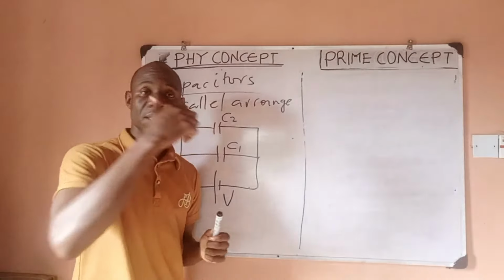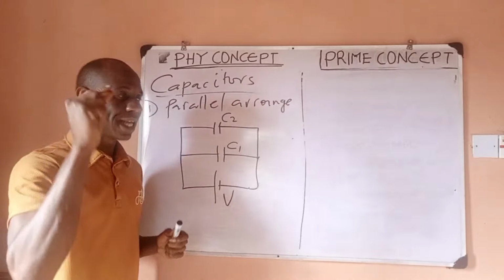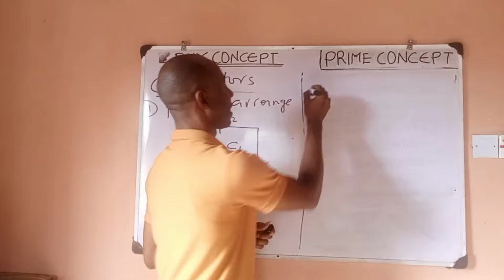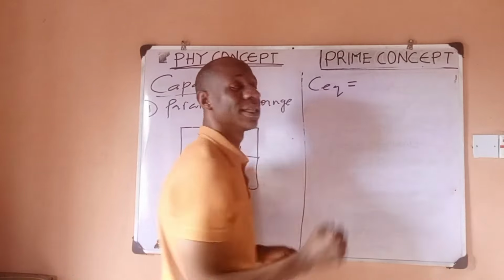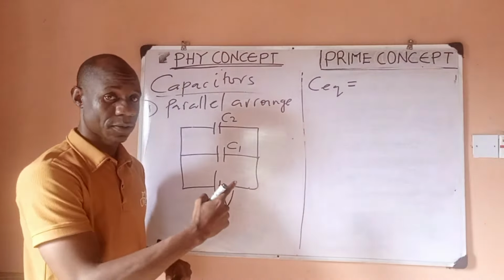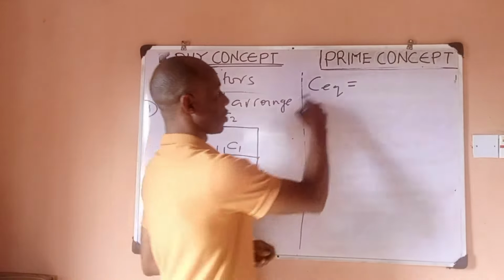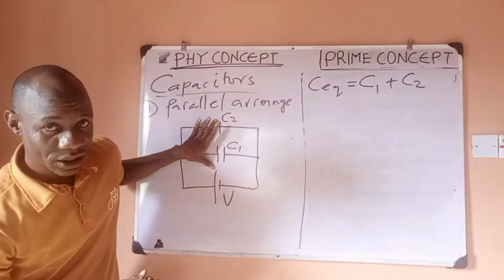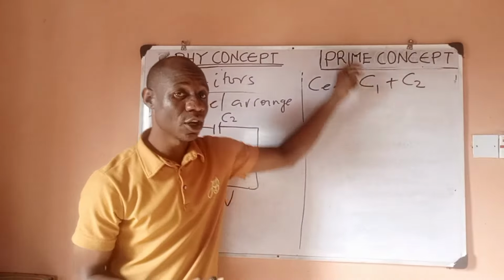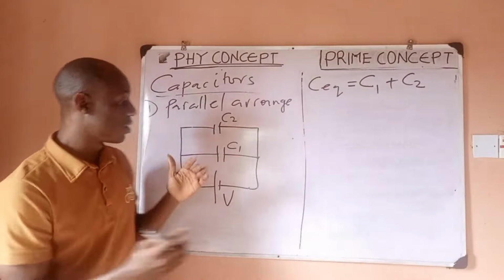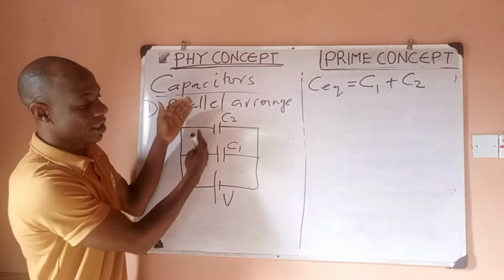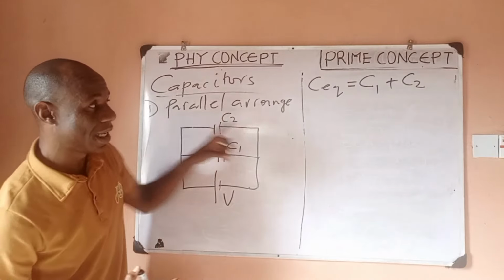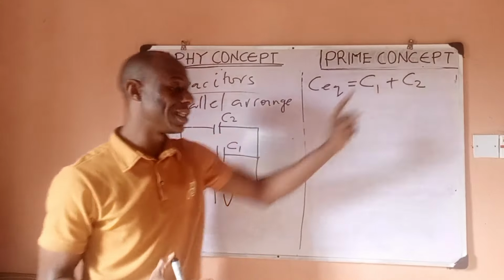Now when you have capacitors arranged in parallel, how do you get their equivalent? When capacitors are in parallel, the equivalent capacitance is direct addition. Is direct what? Addition. So it's going to be C1 plus C2 and so on. Look at the arrangement. The equivalent is direct. It's not 1 over. So don't mix it. Assuming you were dealing with resistors like this, it would be 1 over. But since we are dealing with capacitors in parallel, you add them up, not the inverse.